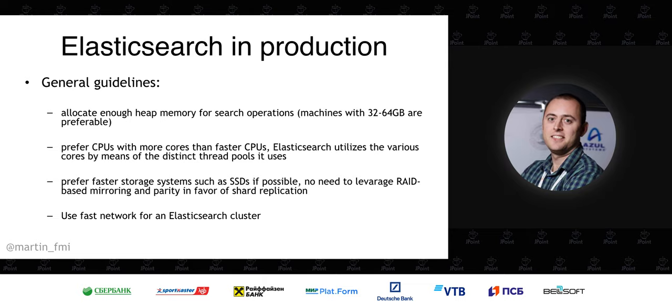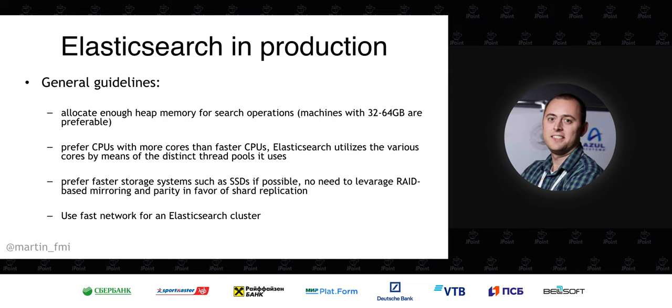In that regard, there are several guidelines that everyone needs to keep in mind when running Elasticsearch in production. We need to allocate enough memory for our Elasticsearch nodes. Typically, the best would be between 32 and 64 gigabytes per instance. We should also prefer CPUs with more cores over faster CPUs, as Elasticsearch internally utilizes different thread pools that allow Elasticsearch instances to scale vertically on a single instance.